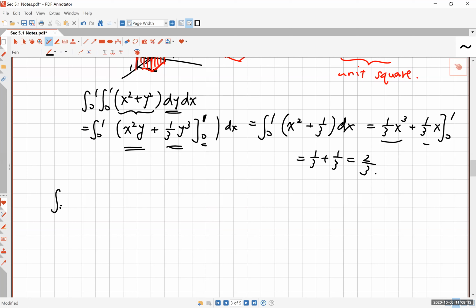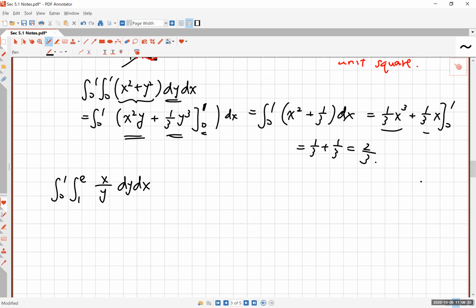All right, so here's the question that I wanted to ask you. X over y, dy dx. Okay, first of all, what's the region here? The region R looks like this. X goes from 0 to 1, and y goes from 1 to e, which is like 2.7 something, right? So it's going to be this region that we are integrating over, right? And the integral is x over y. Maybe it's not so simple, right?